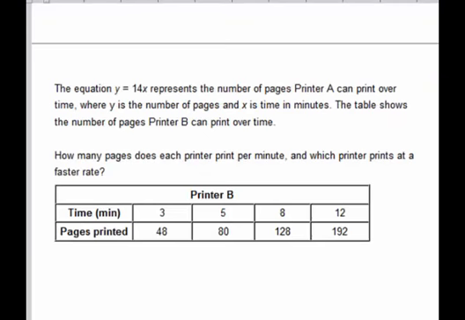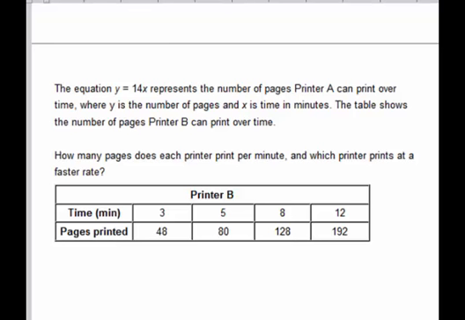Alright, so let's move on to the next one here. It says the equation y equals 14x represents the number of pages printer A can print over time, where y is the number of pages and x is time in minutes. The table shows the number of pages printer B can print over time. So how many pages does each printer print per minute, and which printer prints at the fastest rate?